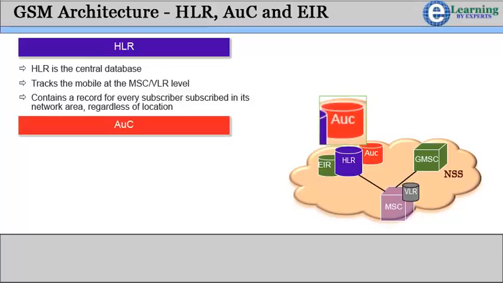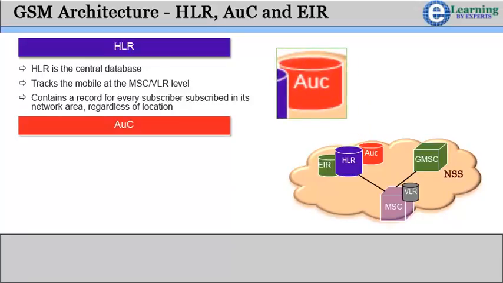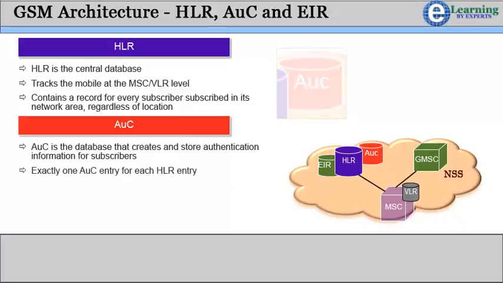Authentication is a set of procedures used to validate a mobile station. These procedures protect the network from unauthorized access. The Authentication Center, AuC, is the database that creates and stores authentication information for subscribers. An AuC entry for subscriber is created or deleted along with its HLR entry. Therefore, there is exactly one AuC entry for each HLR entry.